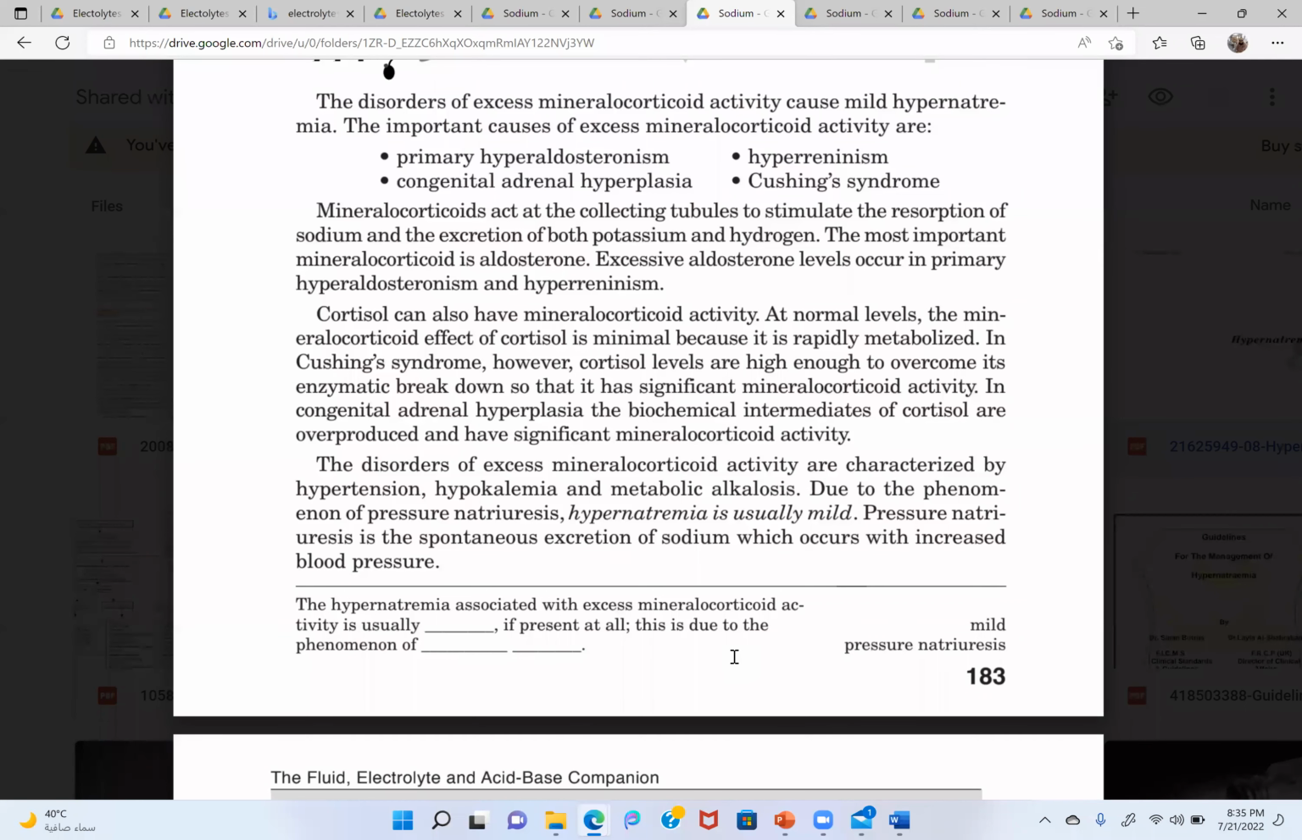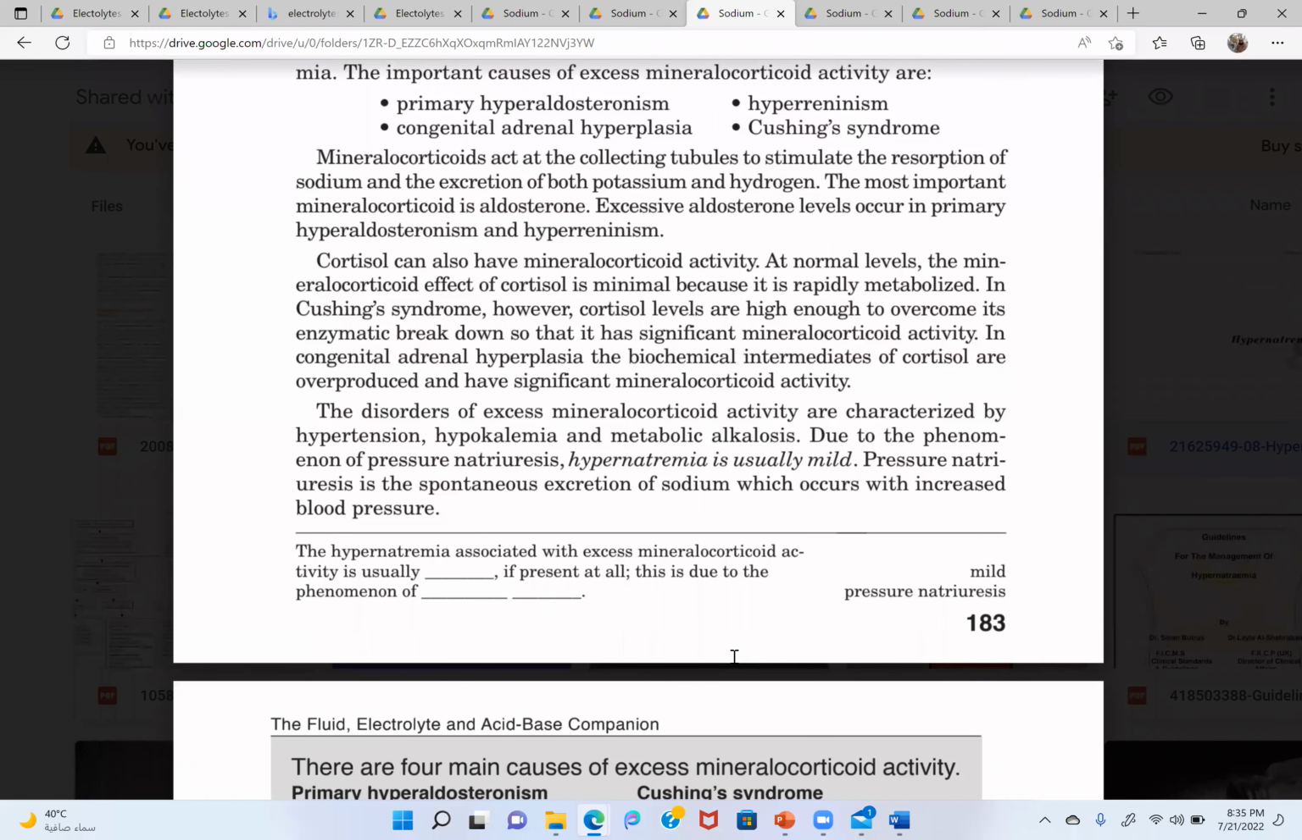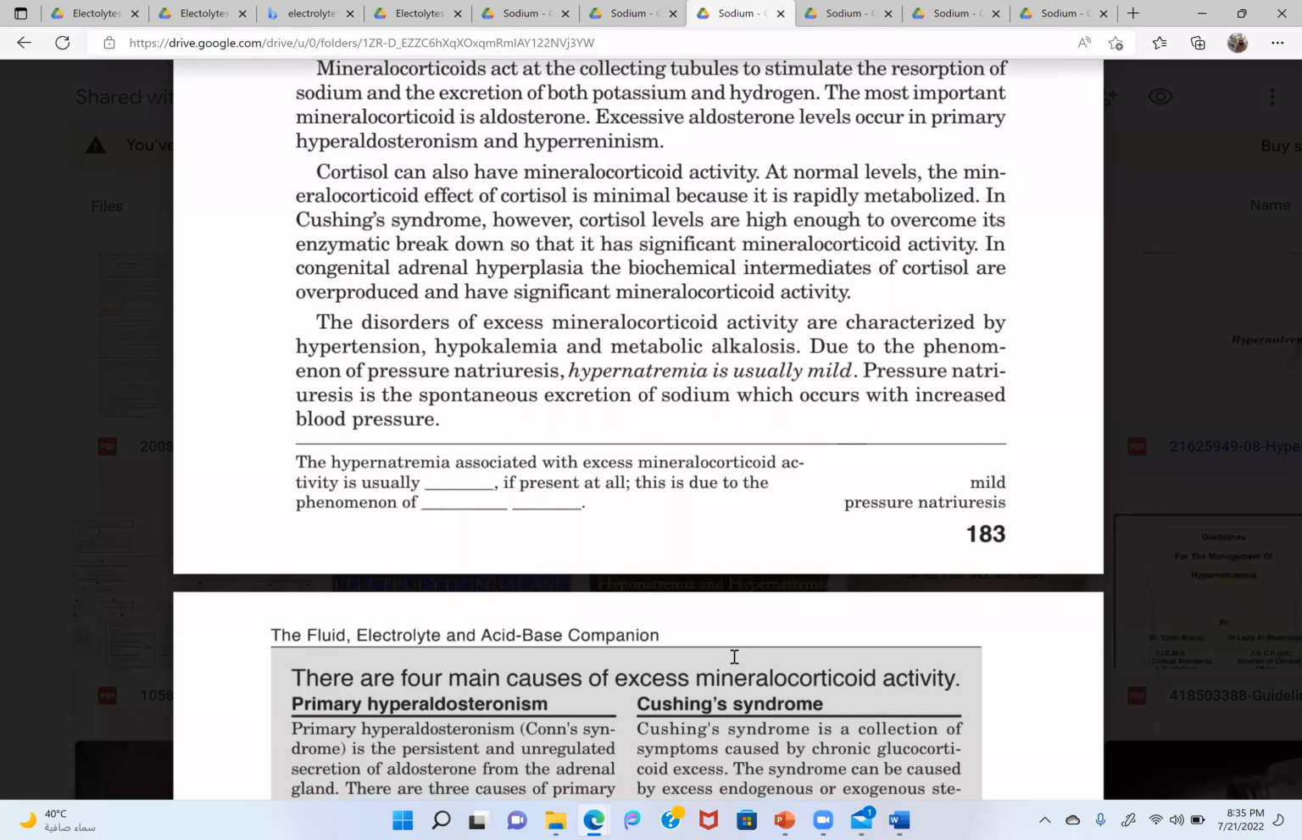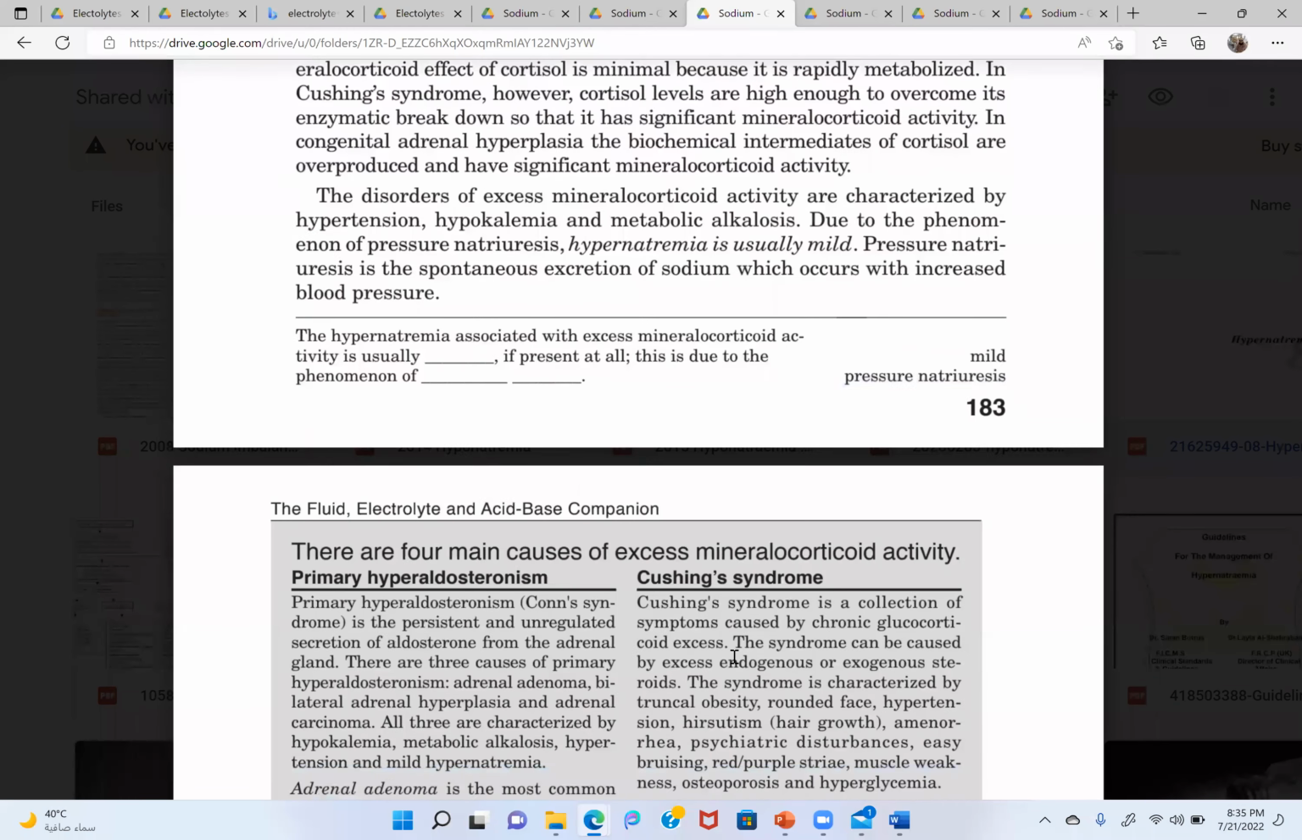This will be only if kidney functions are good, otherwise it will not occur. Pressure natriuresis is spontaneous excretion of sodium which occurs with increased blood pressure.